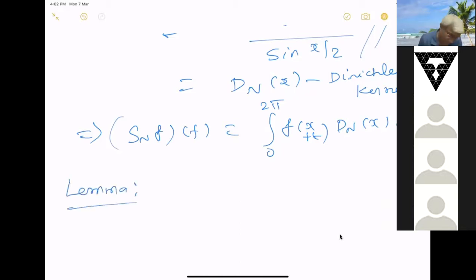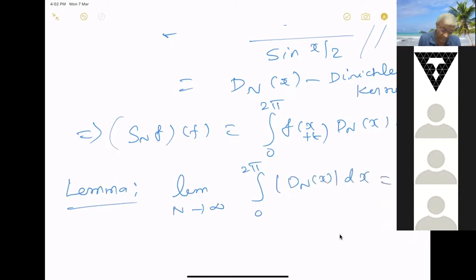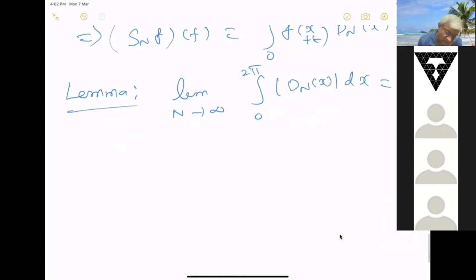The first lemma is the limit as n goes to infinity of the integral from 0 to 2 pi of mod of Dn x dx is equal to infinity. This limit is infinity. These are all positive numbers, I mean, we have the integral from 0 to 2 pi of a positive function, and this is equal to infinity. That's what we want to do. This is some computation which is very standard. So we want to talk about this integral from 0 to 2 pi of mod of Dn x dx.